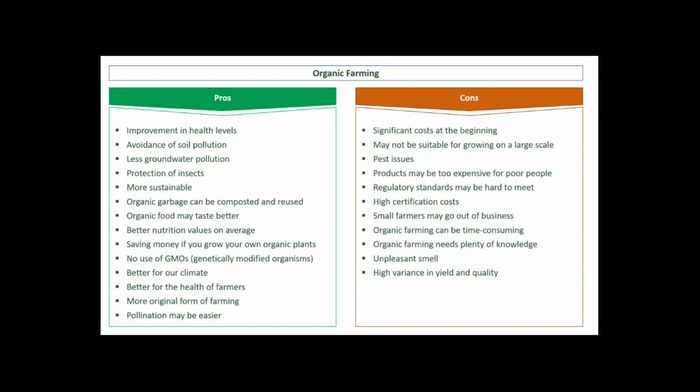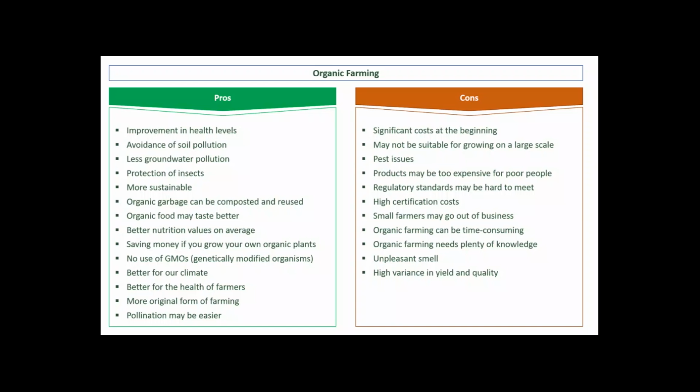We're bringing farming back towards how it was earlier on, trying to use natural means rather than artificial. Pollination may be easier because you're going to have the insects around.